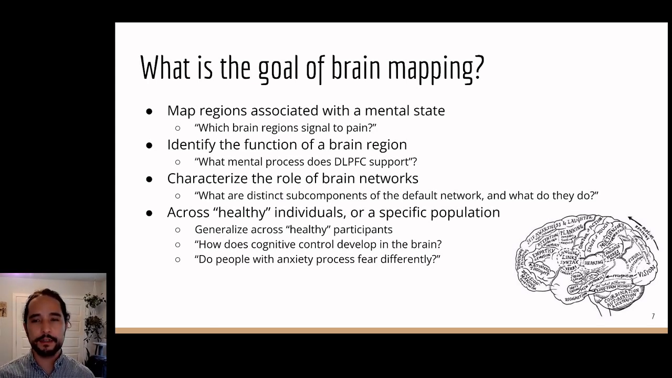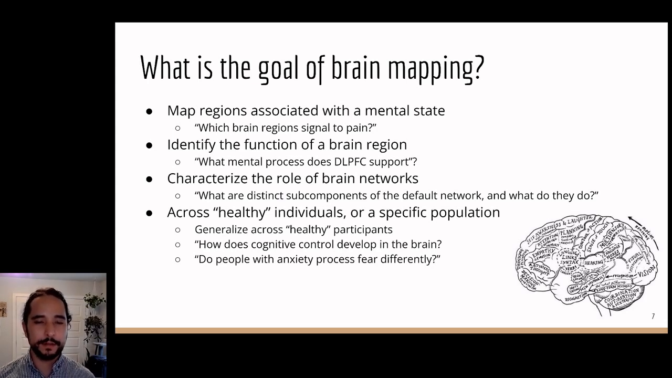And then we might want to look at not just individual regions, but also networks. So for example, what are distinct subcomponents of the default network and what do they do? And then we can ask these types of questions in different populations. So typically we ask these questions in healthy individuals to establish a baseline understanding of how the brain works, but we could also ask in specific populations.